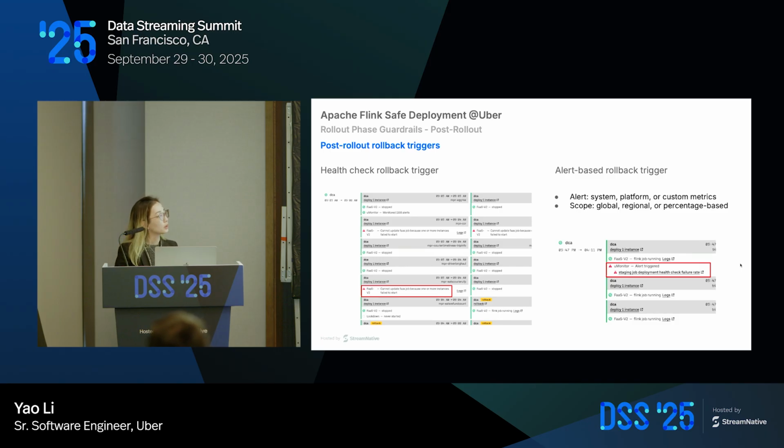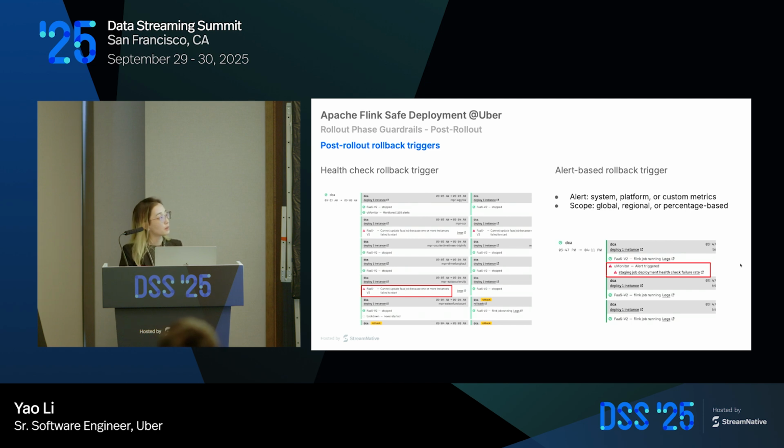For the alert, we can have alerts built on different levels of metrics. For example, we can have system metrics from the underlying compute and networking platforms. We also have platform alerts provided by the Flink team. And customers can emit their own business metrics from the Flink job and build the rollback trigger alert based on those metrics as well. The alerts can be scoped as global or regional. The more granular the alert is, the more accurate a signal we can generate.